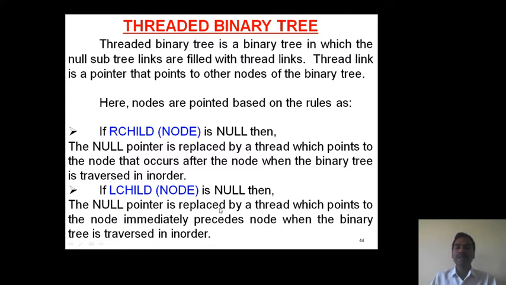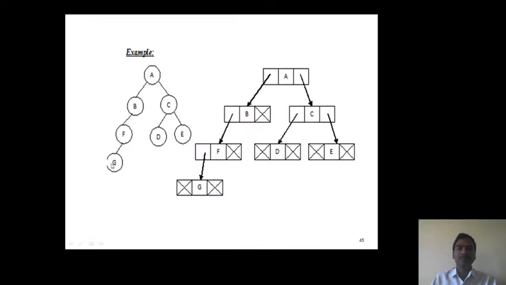So to design thread links, first identify the in-order traversal of the binary tree. Then, based on the node's children, if for the node the right child is null, then in in-order, whichever node is available after the specified node, the null pointer is replaced with a thread to that node. If the left child of a node is null, then it is linked to the predecessor node. Okay. Now observe this example.